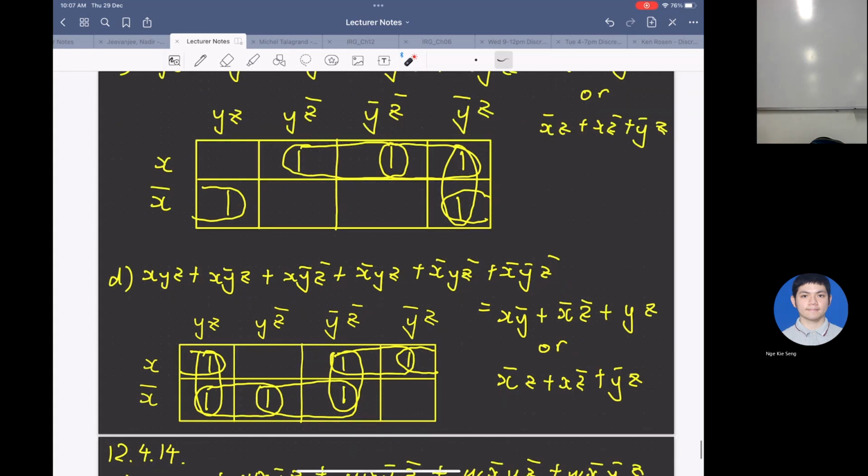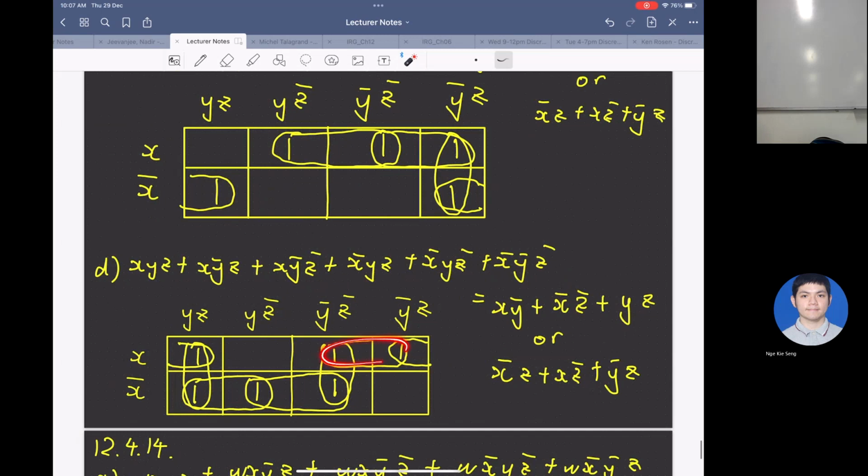But for non-essential ones, you need to be a bit careful. From these five, you need to pick the least number of blocks that cover the remaining ones.